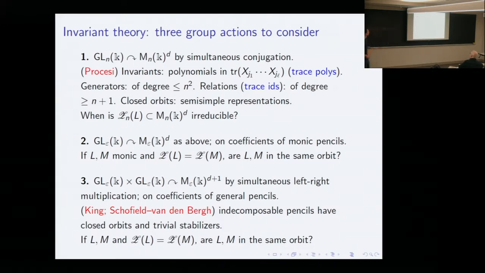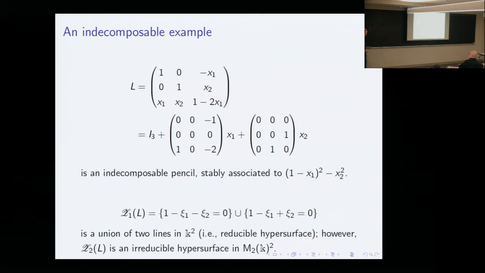Okay, let's look at an example. Let's take this monic pencil L, 3 times 3. You can check that it's indecomposable. Well, we just checked that these two matrices generate all 3 times 3 matrices. And you can also check it's stably associated to this quadratic polynomial. And then you check what happens when I plug in scalars. At the first level, I plug in 1 times 1 matrices. Well, this hypersurface is going to have 2 components. It's going to have 2 lines.